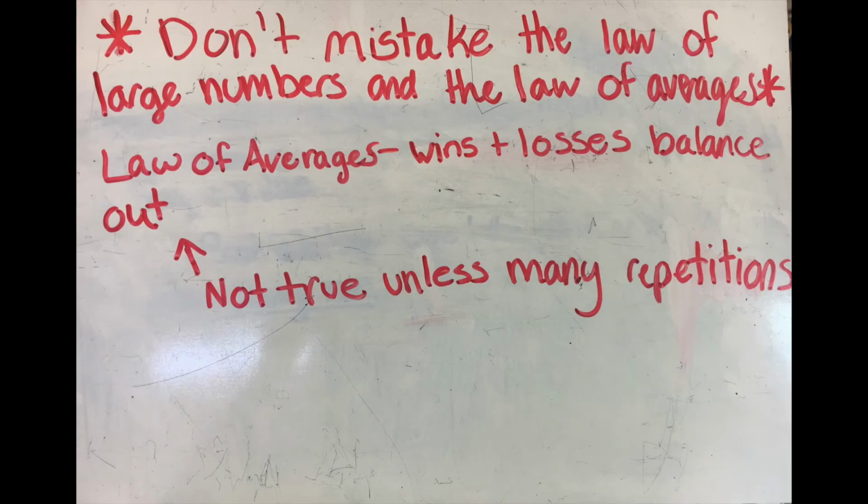A common mistake is mixing up the law of large numbers with the law of averages. The law of averages states that over many repetitions, the wins and losses will eventually balance out.